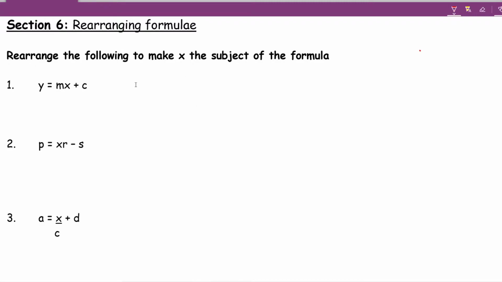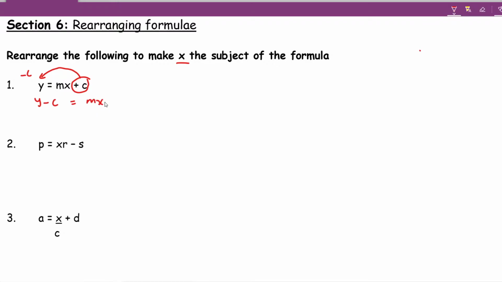Okay, so let's start with something simple, make x the subject. So in this case, what happens? Let's just make a story of what's happened to x here. x has been multiplied by m, then plus c equals y. What happened last on this side is plus c. The opposite of plus c, just like we do in solving equations, is minus c. So that becomes y minus c equals mx.